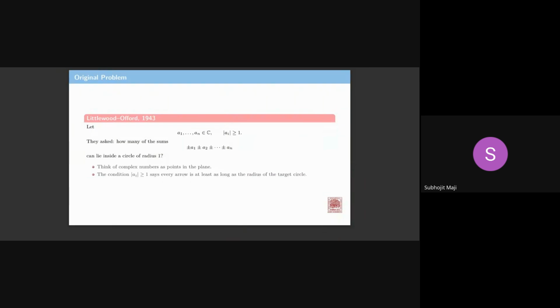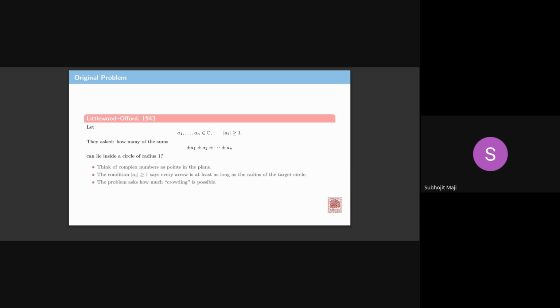Now, the condition that mod of a_i is greater than or equal to 1 says that each vector, that is a complex vector, or even in R2 a vector, has a magnitude that is greater than the radius. So it always has a tendency to go out of the circle. This question seems interesting because of this condition. I start with something that is always tending to go out of the circle, but somehow I end up being in the circle. So the problem basically asks how much crowding is possible within the circle.